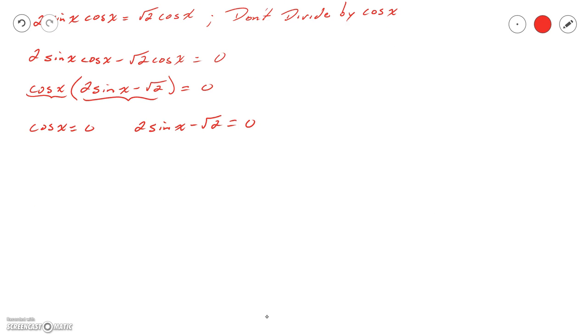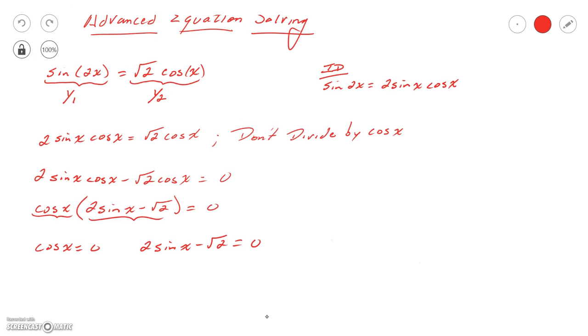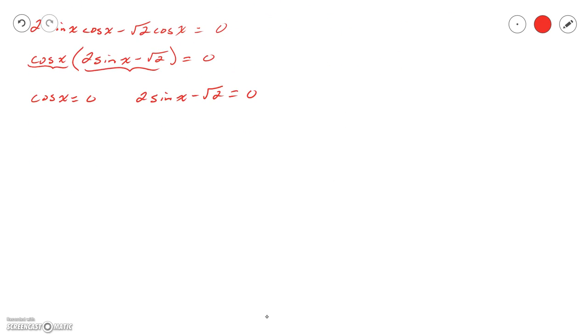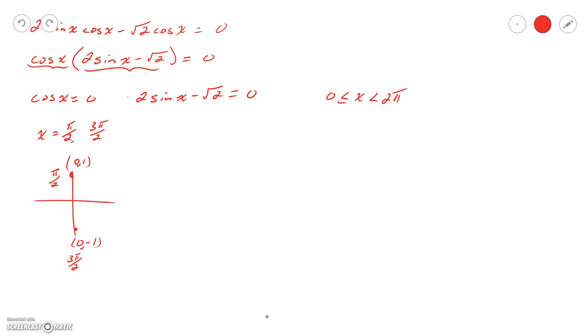Now we're going from 0 to 2 pi. I didn't say that we were going from 0 to 2 pi up there, but let's just say that we are. So we want to find all the values of x between 0 and 2 pi, not including 2 pi. Alright, so for cosine of x equals 0, we can think of that as being at pi over 2, because that's 0, 1, and at 3 pi over 2, that's 0, negative 1. So those are going to be my two answers for x here, pi over 2 and 3 pi over 2.